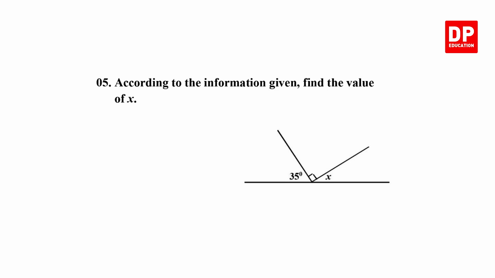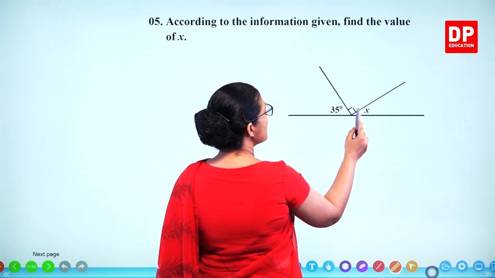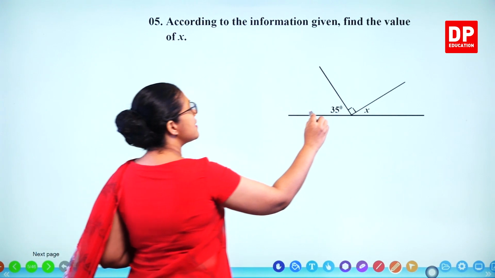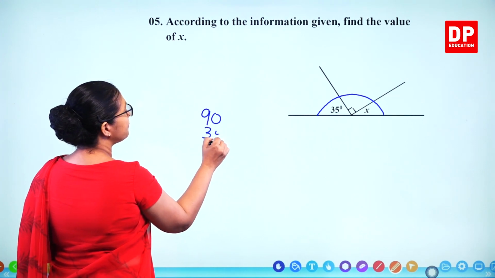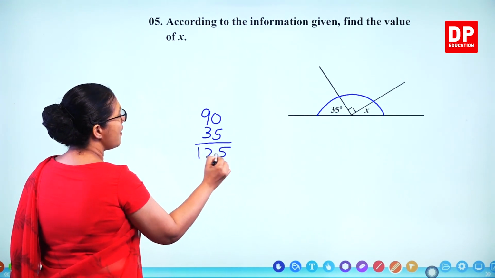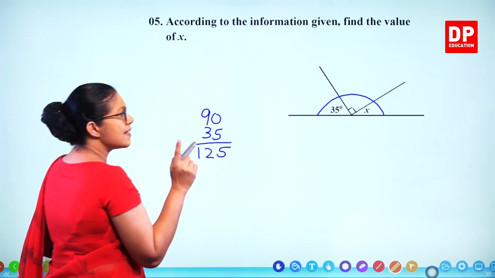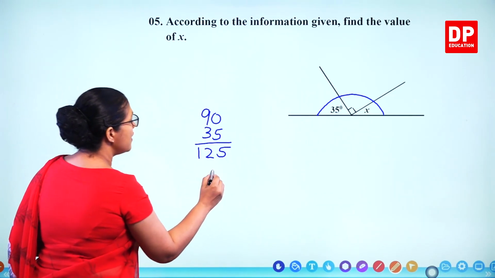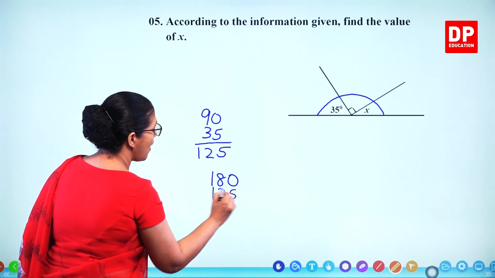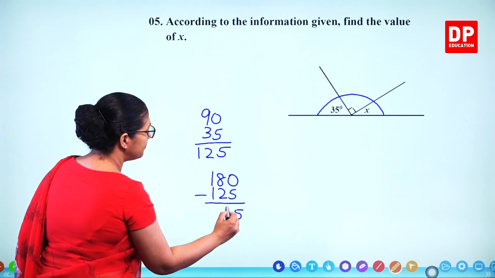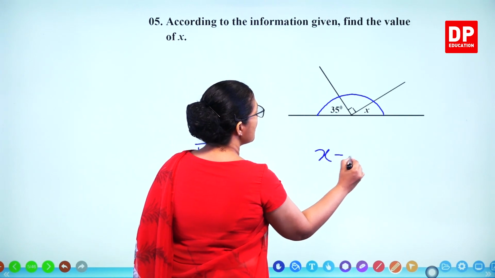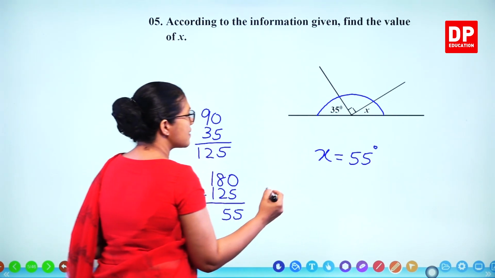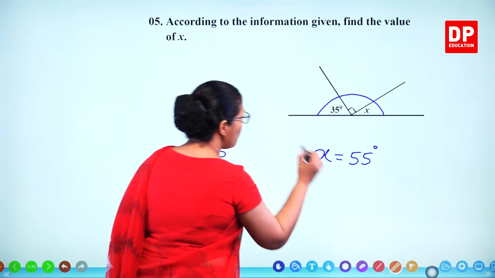Question number 5. According to the information given, find the value of x. So you need to find this x value. But this is a straight line. So what's the total angle? 180. So what is 90 plus 35? 125. And this x, the sum is 180. So 180 minus 125, when you subtract, 55. So x becomes 55 degrees. 2 marks.